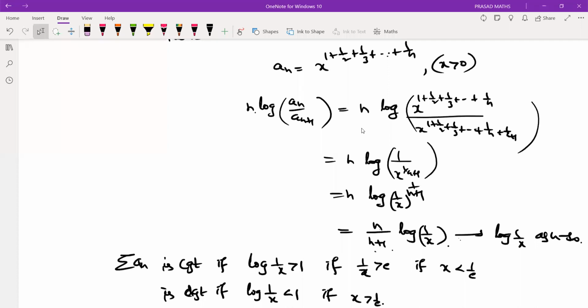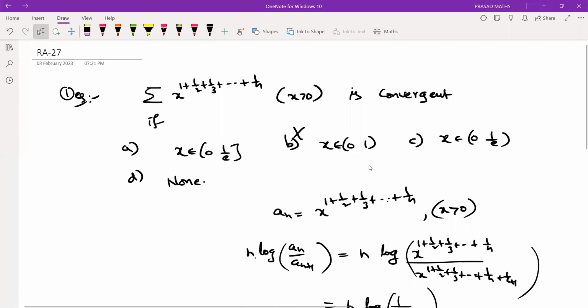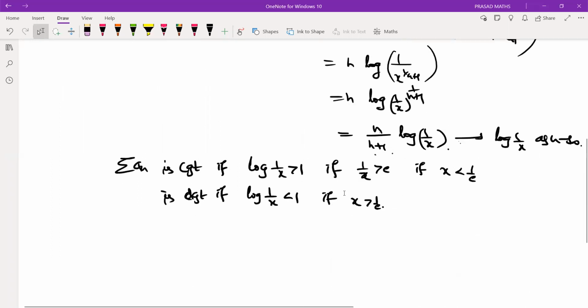But what about x equals 1 by e? Okay. So therefore, this option is discarded. Of course, this option is discarded because x lies between 0 to 1 by e. That is okay. But the thing is, whether x equals 1 by e is included or not, I don't know.